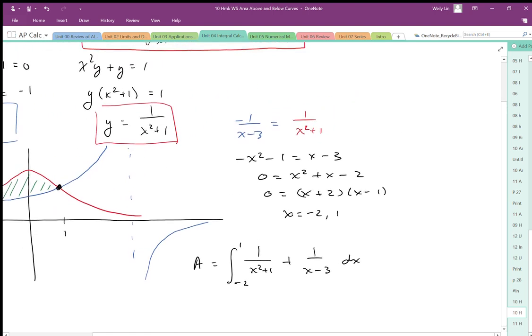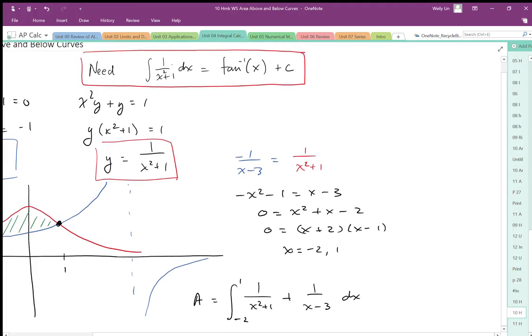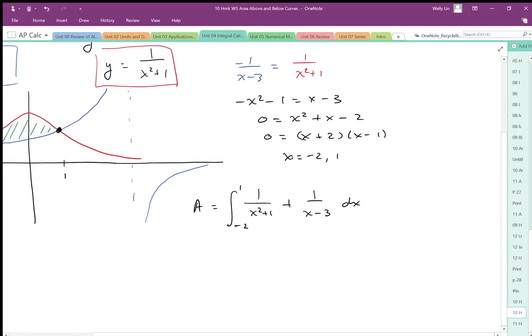Okay, so this is about as far as we should be able to get, because we cannot anti-differentiate that first expression unless we know this integral that we have up here. So at this point, if I want to use that integral, I'm going to make this into arctan x plus log absolute value of x minus 3, and I'm going to integrate this from negative 2 to positive 1.